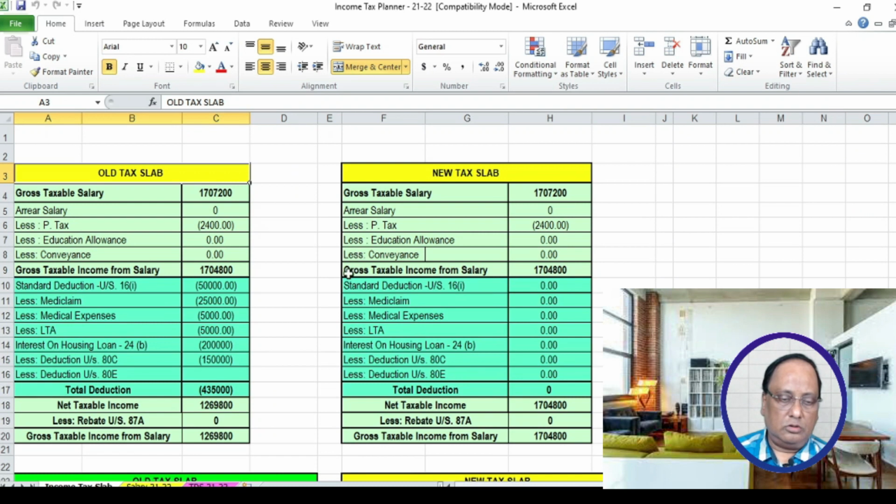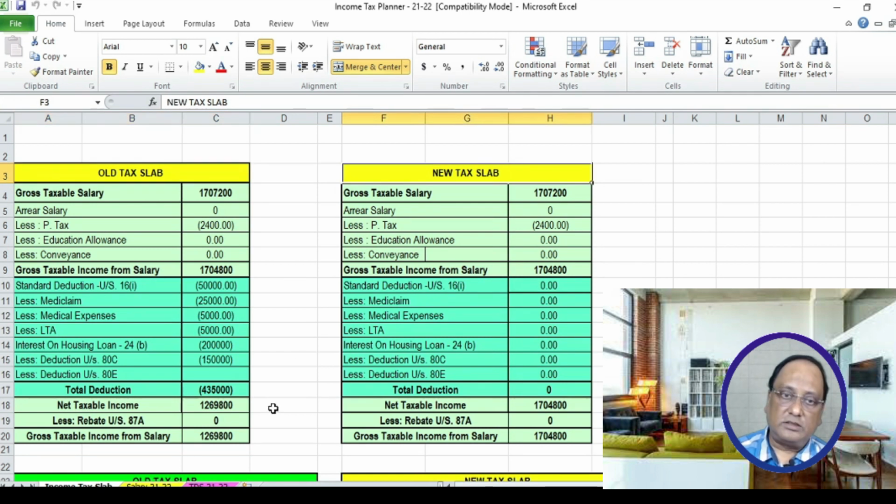So this is our file. There are two slab rates, old tax slab and new tax slab. I have already taken some examples. On this page, income tax slab, you can see the difference in your tax if you go by the old tax slab rate as well as the new tax slab rate. So first of all, I'll start with the first one.